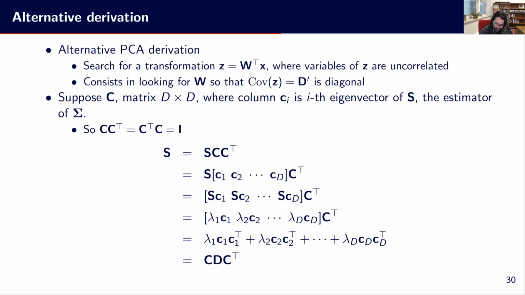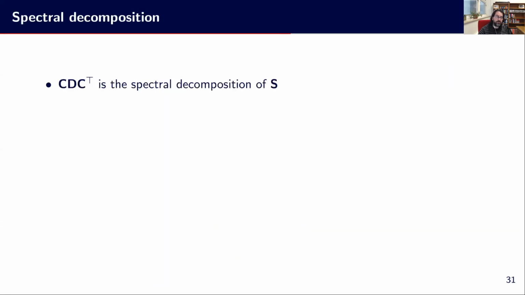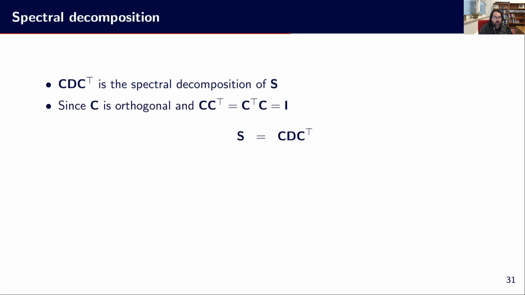So here, what is D? D is diagonal, and it contains the eigenvalues. It is a diagonal matrix of size D by D with only values on the diagonal. Out of the diagonal, it is 0. And on the diagonal we have lambda 1, lambda 2, up to lambda D, which are the eigenvalues of our eigenvector eigenvalue decomposition of the covariance matrix. We call C D C transpose the spectral decomposition of S. Since C is orthogonal and C C transpose equals C transpose C equals I, we can move things around.